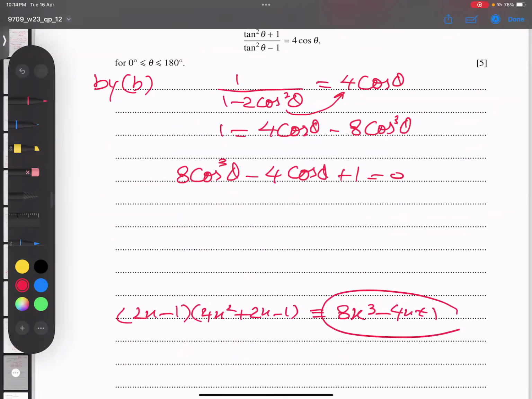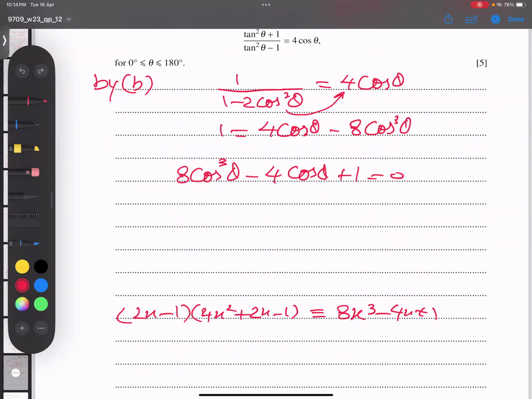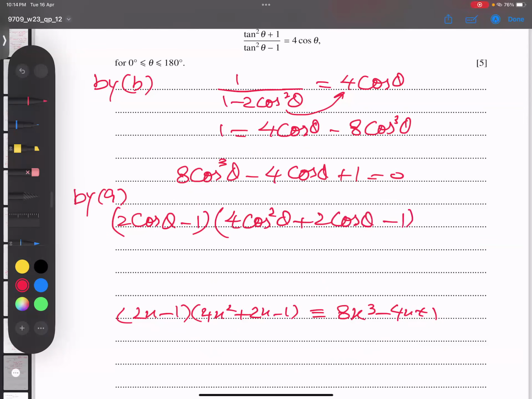Now see, students, is this matching? Yes, perfectly matching. Look, 8x cubed minus 4x plus 1. Same thing. Only every x is replaced by what? Cos. So it means if I have a cos here, 8 cos cube and minus 4 cos, same thing. But this whole thing is equal to this thing. So it means I can replace it right here by part A. So the whole thing is replaced by this, but every x by cos theta. So 2 cos theta minus 1, it is coming from here. Okay, 4 cos square theta plus 2 cos theta minus 1 equal to 0.